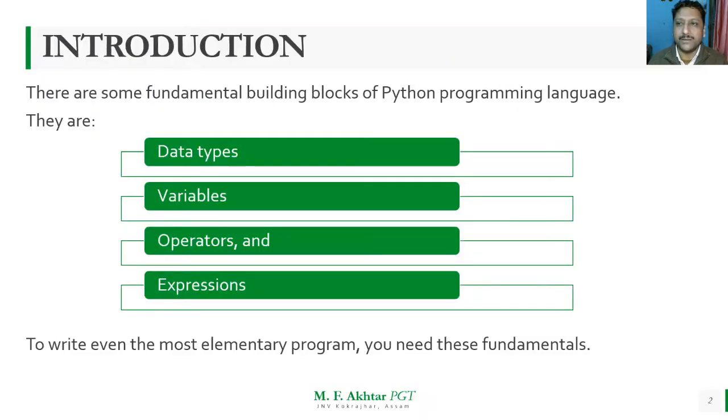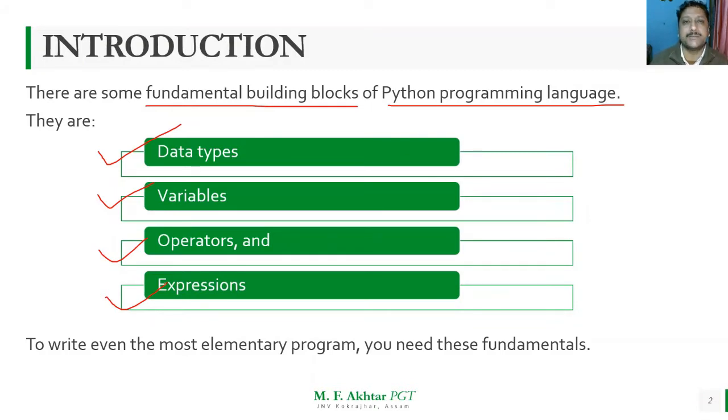There are some fundamental building blocks of the Python programming language. As anything has some fundamental, basic things, Python also has these basic things. And what are those things? It has data types, then variables, then operators and expressions. These are the basic things. Even the simplest or smallest program we write in Python needs these fundamental building blocks.